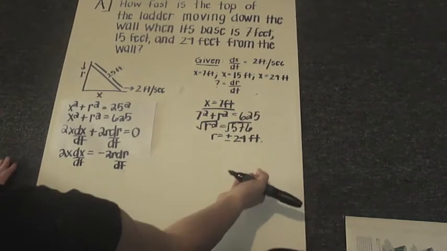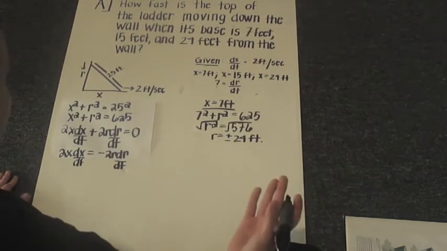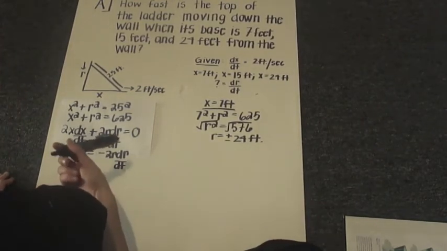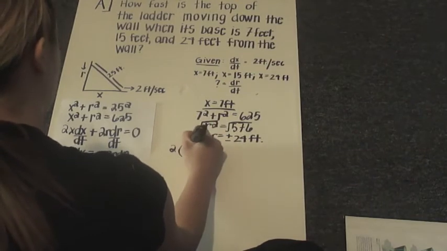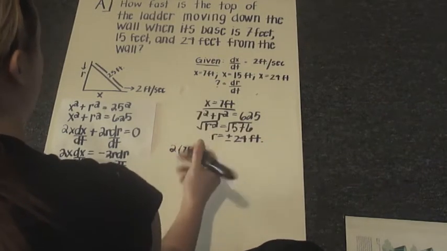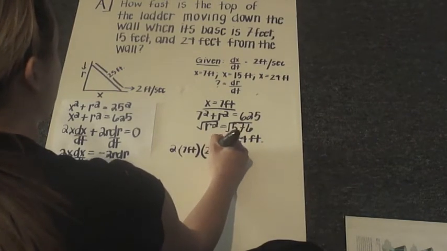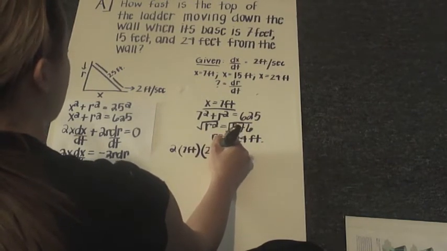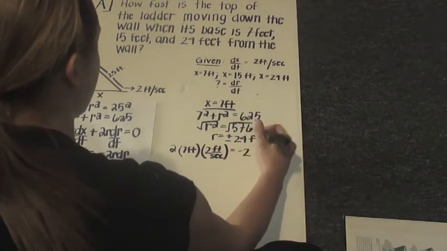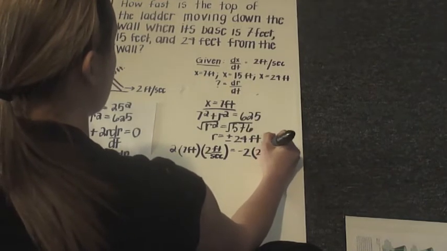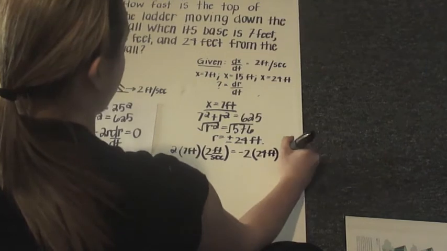Now that you have r, we can plug in to our derivative and solve for dr/dt. So basically from here on out, it's just plug and chug. So you have 2 times 7 feet, because that's our variable in this case, times 2 feet per second, because that's our dx/dt, is equal to negative 2, r, which is what we solved for, 24 feet, and then dr/dt is our variable.